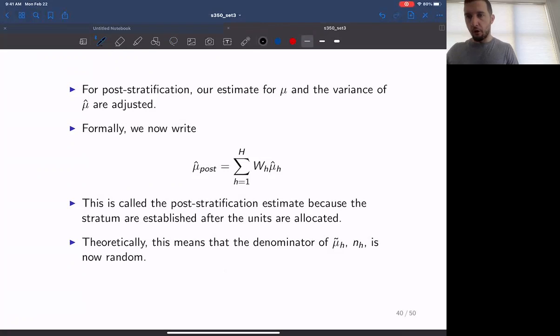So again, the post-stratification approach in terms of estimation is pretty much exactly the same as regular stratification. The only difference is where the estimates for each strata come from. So in post-stratification, they come from an SRS that is collected first and then broken into groups, rather than from a situation where you break into groups and then collect the information.